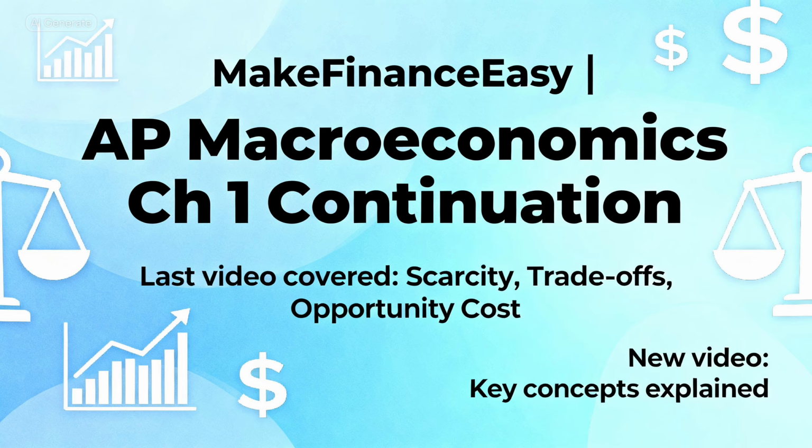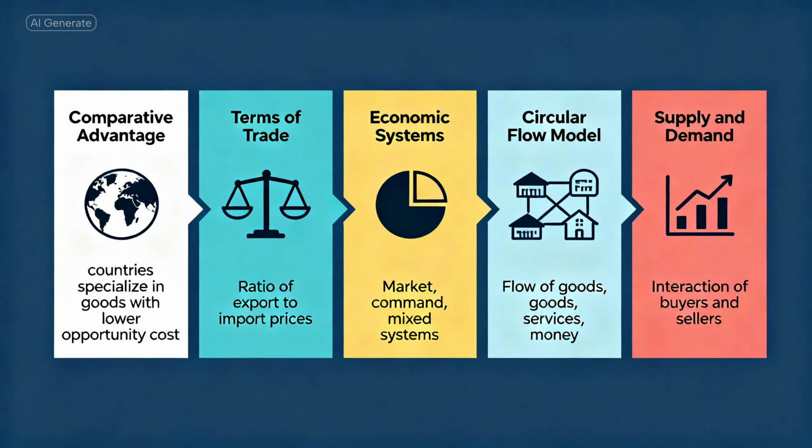Today's topic will be a continuation of AP Macroeconomics Unit 1. In the last video, we covered scarcity, trade offs, and opportunity cost. Now we'll build on that by starting with comparative advantage, then moving into terms of trade, economic systems, the circular flow model, and basics of supply and demand.